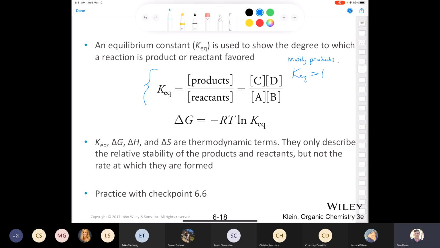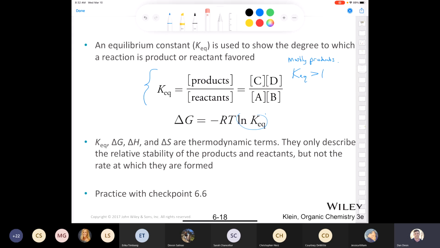If you take the ln of a number that's greater than 1, so let's say you take the number 2 and you take the natural logarithm of it, you get a positive number. So that means that when K is greater than 1, when it's mostly products, you have this ln of K is a positive number, and it's multiplied by a negative. What do you get when you multiply a positive and a negative? You get a negative delta G. Therefore, it's going to be mostly products, right? I'm just trying to connect the dots between negative delta G and mostly products.